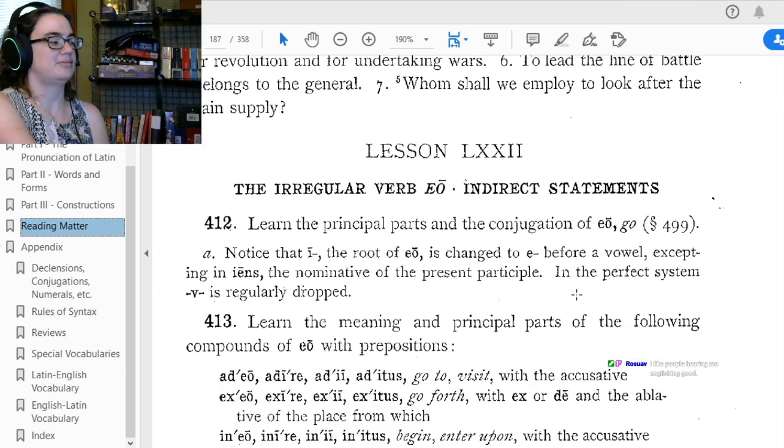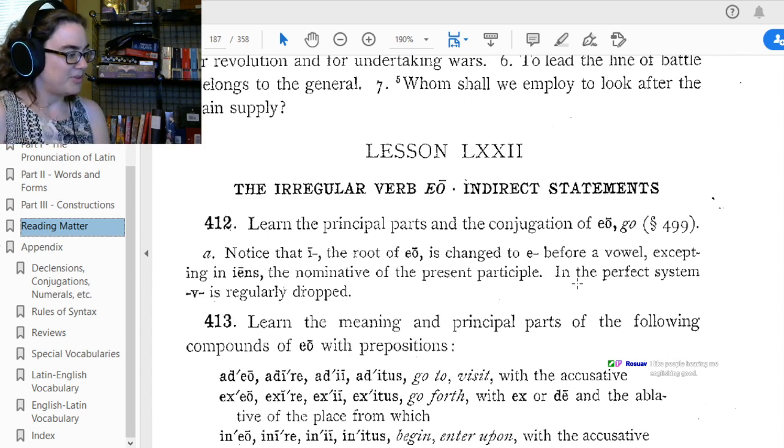Punch is still being weird. I like people hearing me Englishing good.